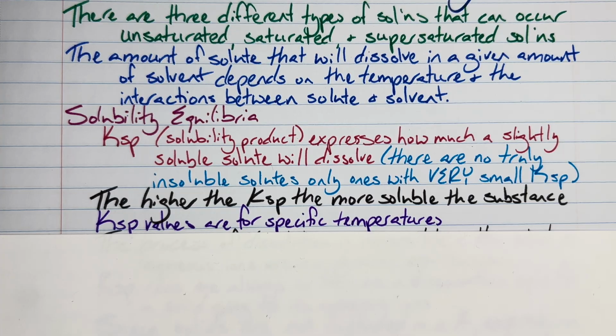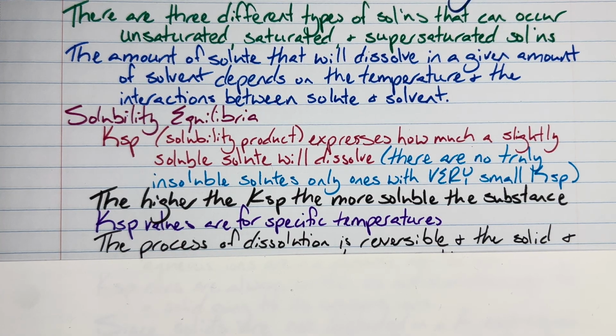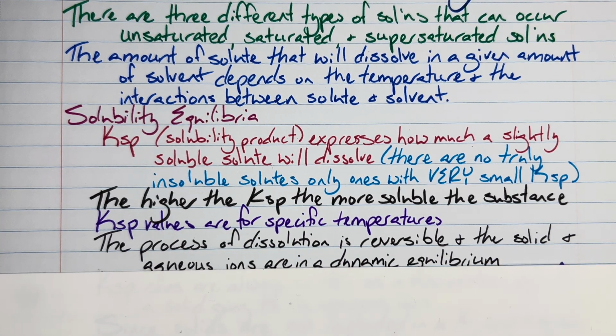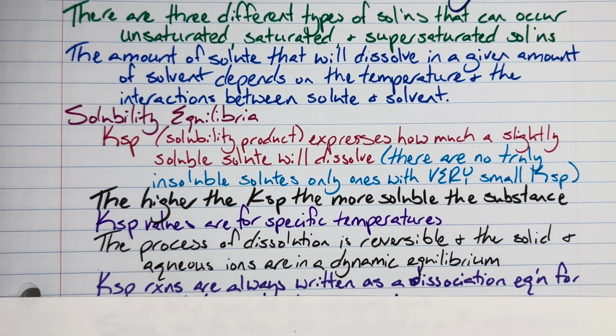So there's not a specific KSP value that applies to sodium hydroxide at all temperatures. It would be the KSP value of sodium hydroxide at 50 degrees Celsius. The process of dissolution is reversible, and the solid and aqueous ions are in a dynamic equilibrium.